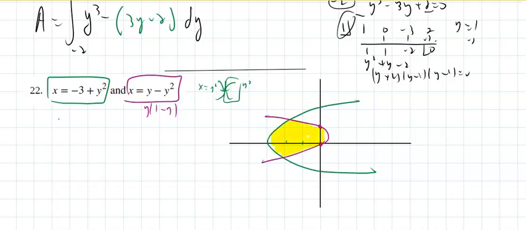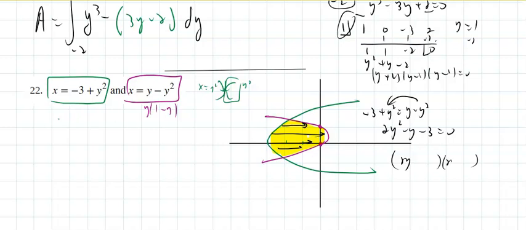Again, in this problem, it's better to run dy. The reason for that: if I run sideways, the right is always the purple, the left is always the green. But if I run vertical, that's not the case. I'll need 3 integrals. Well, first I need to figure out where does negative 3 plus y squared equal y minus y squared. That's when 2y squared plus y plus 3 equals 0. Let me make sure. No, I messed up. The algebra is very important. So I'm going to move that one there. So that's when 2y squared minus y minus 3 equals 0.